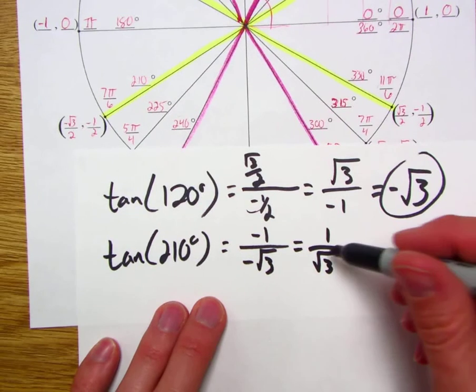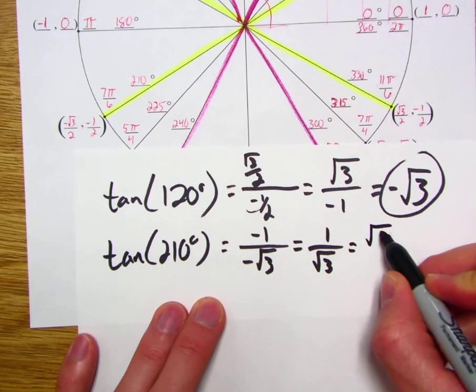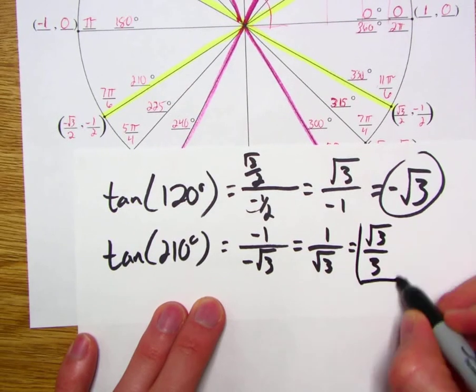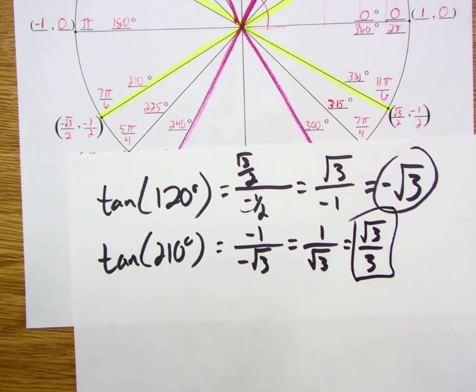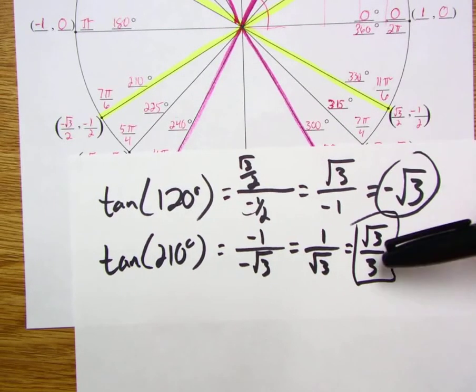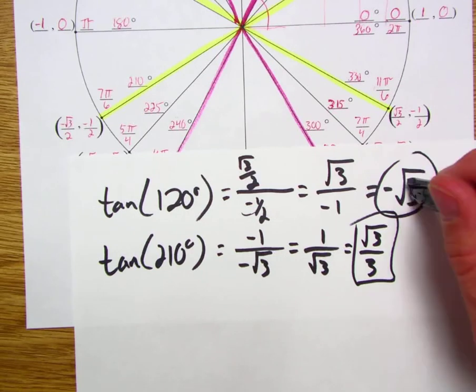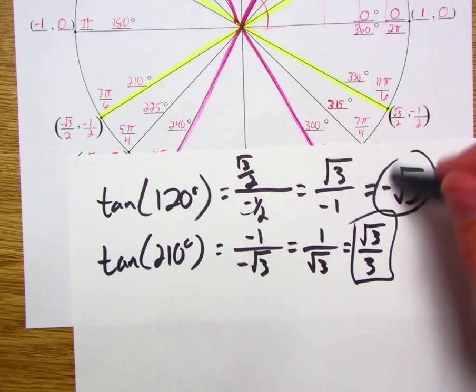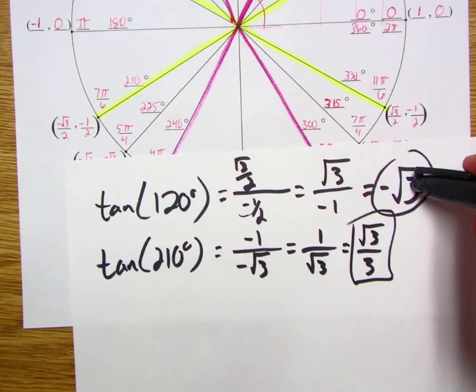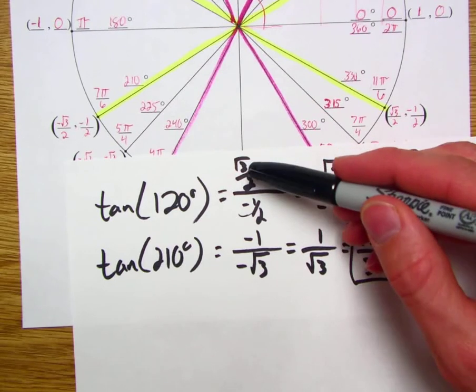And I'm going to tell you right now, I'm actually okay with you leaving it like this. But oftentimes they like to rationalize that denominator. And so this is actually the answer you should have, square root of 3 over 3. And when we're doing exact values, just like we did with sine and cosine, you're only really going to deal with 5 different numbers. You're going to have something with radical 3. Sometimes it's negative, sometimes it's positive. And that's when the radical 3 over 2 is the y-coordinate.